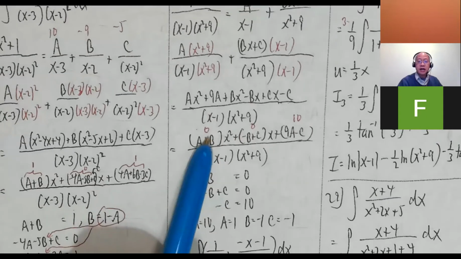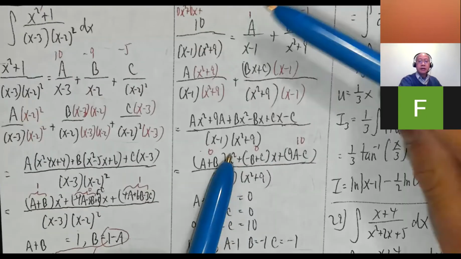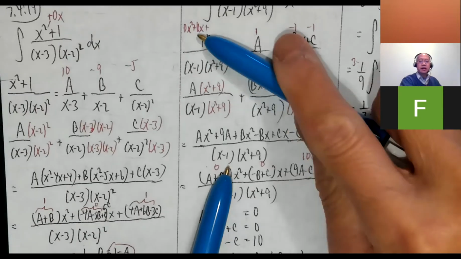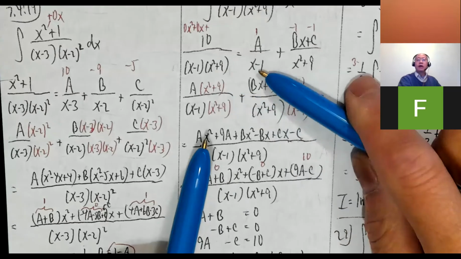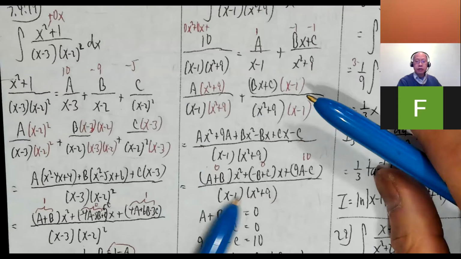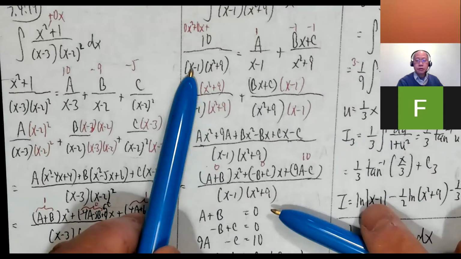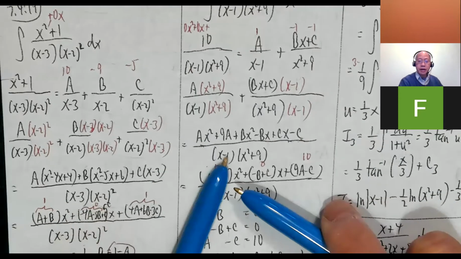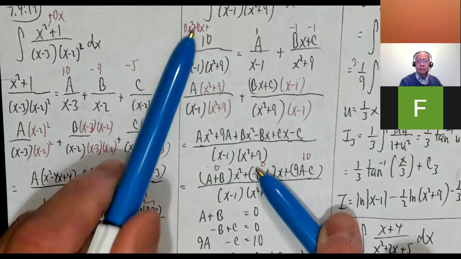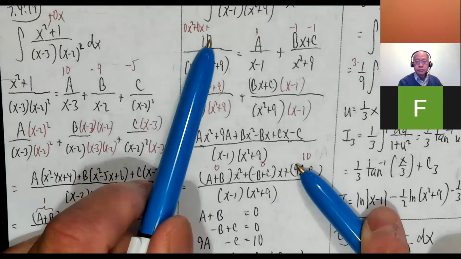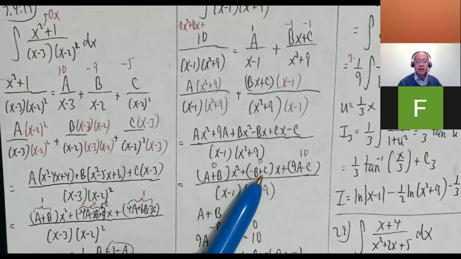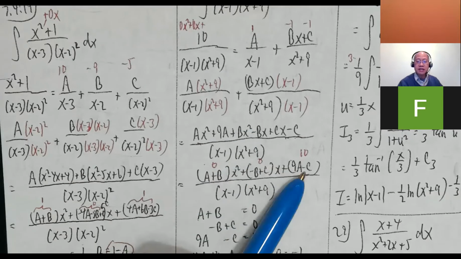Okay, so now this fraction has to equal 10 over (x minus 1)(x squared plus 9), or more strictly speaking, 0x squared plus 0x plus 10 over (x minus 1)(x squared plus 9). So how do I find a, b, and c so that this fraction matches this fraction? Well, the bottoms already match. So how do I match the top? The coefficient of x squared had better be 0, the coefficient of x also 0, and the constant had better be 10. So in other words, a plus b has to equal 0. Negative b plus c is also 0. And 9a minus c equals 10.